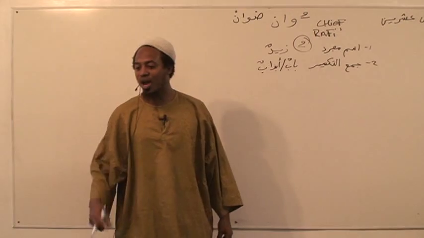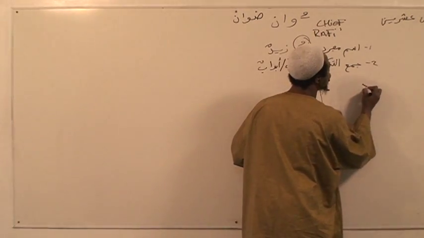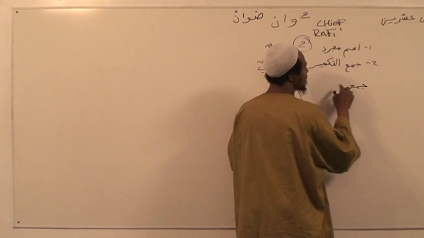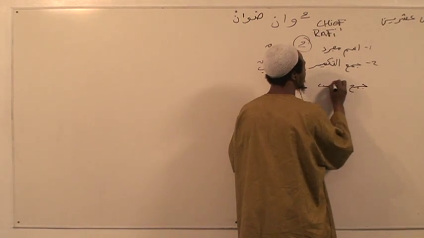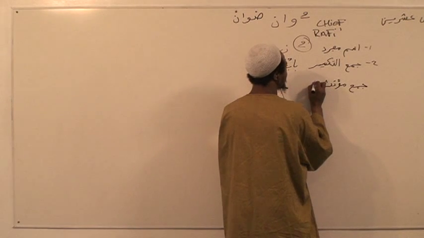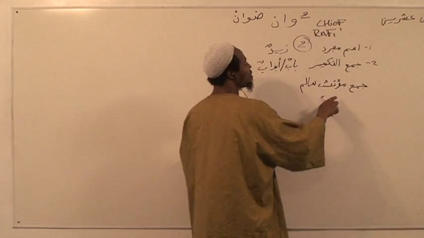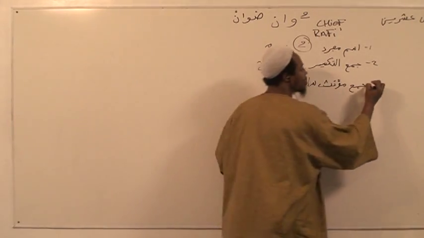وَمَا جُمِعَ مِن مُؤَنَّثٍ فَسَلِمَ. So we're talking about a jam'u mu'annath salim. So this right here would be the jam'u mu'annath salim. Let's break this down just because it has to be understood.